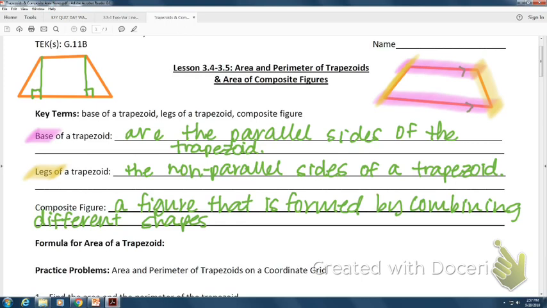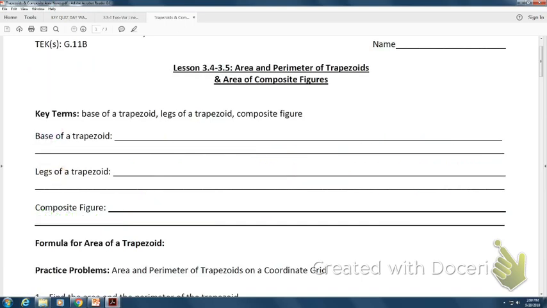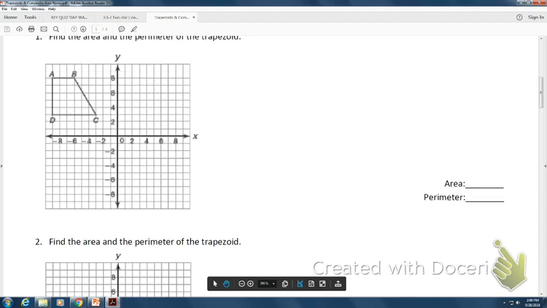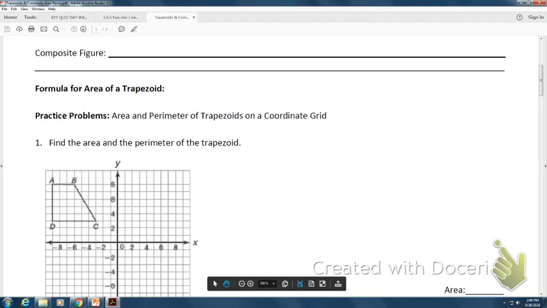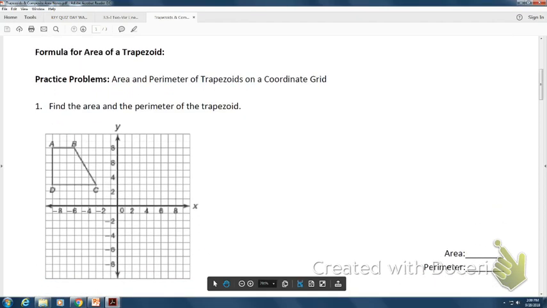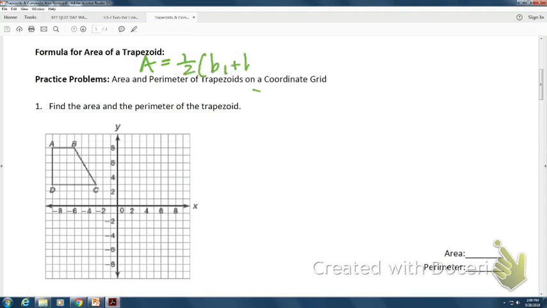Questions over our terms for today? Okay, let's look at some practice problems. Okay, it says find the area. Oh, I'm not at practice problems yet. Formula for area of a trapezoid, looking on that yellow sheet. What is our formula for area of a trapezoid? Area equals 1/2 base 1 plus base 2 times height. Very good.